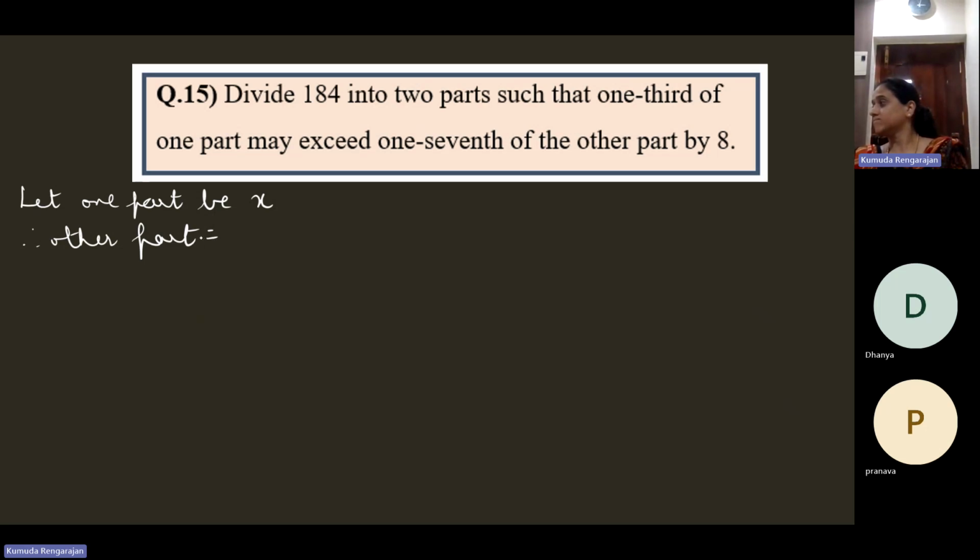Questions, ma'am, so I can go. Yeah, I've already shared the questions on WhatsApp. It's already there.